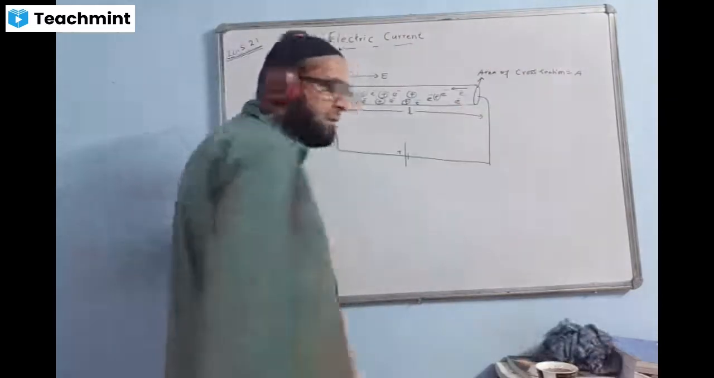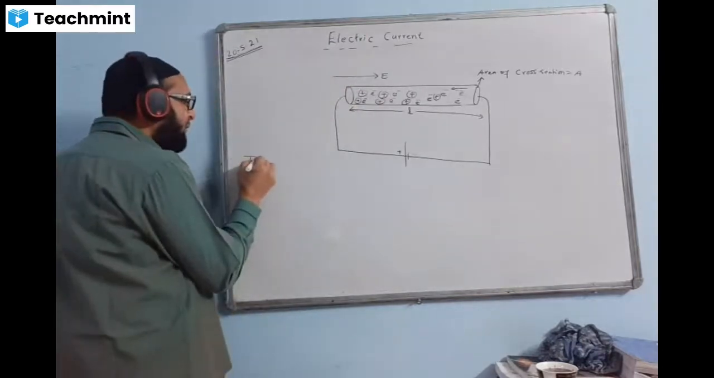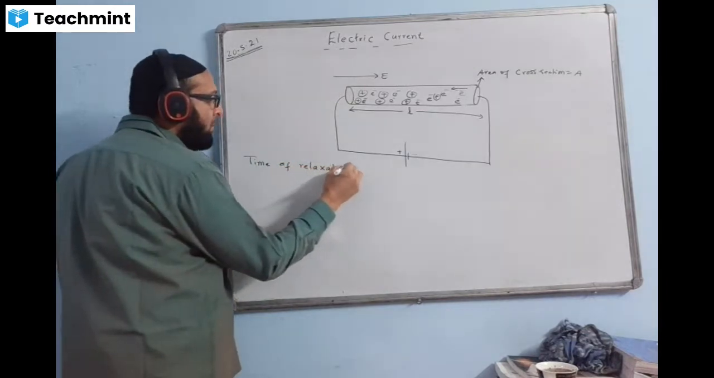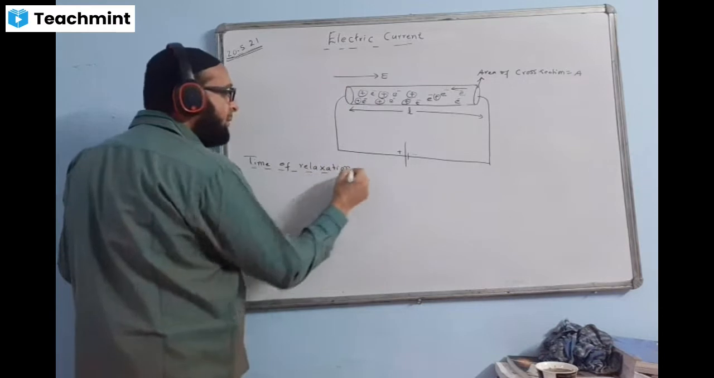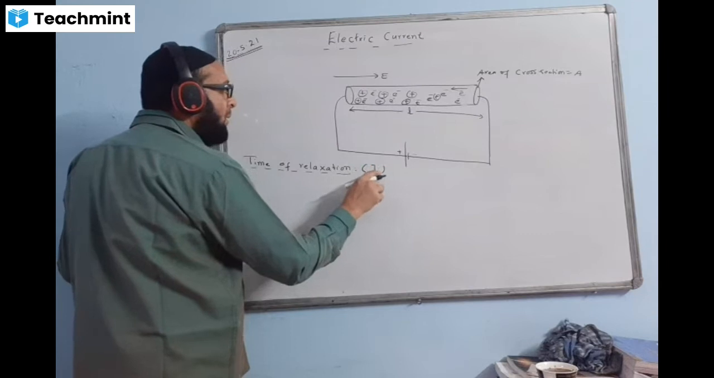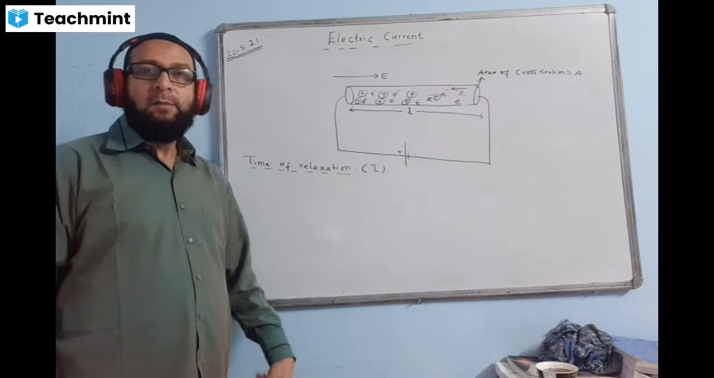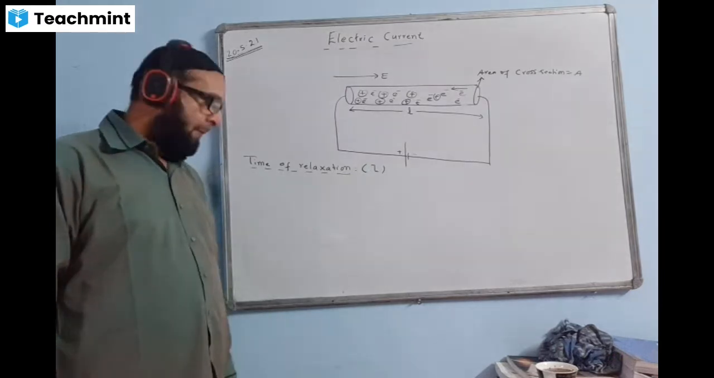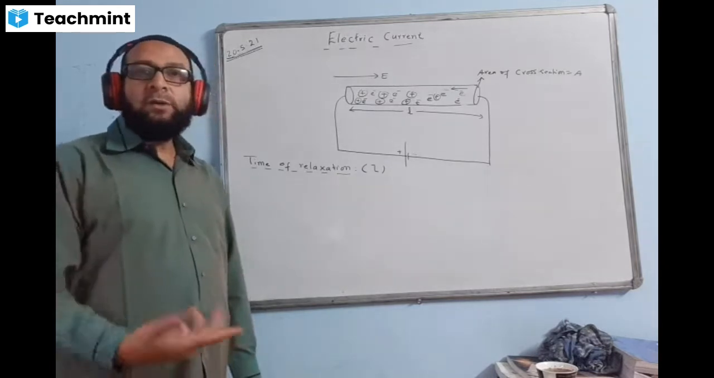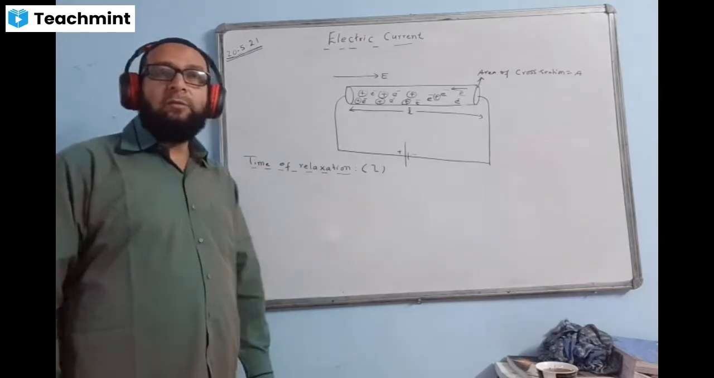Time of relaxation. Give the heading: Time of relaxation. Time of relaxation is denoted by the symbol tau, like this. This tau is also known as torque, but here in this case, it means time of relaxation. So please write down about this.